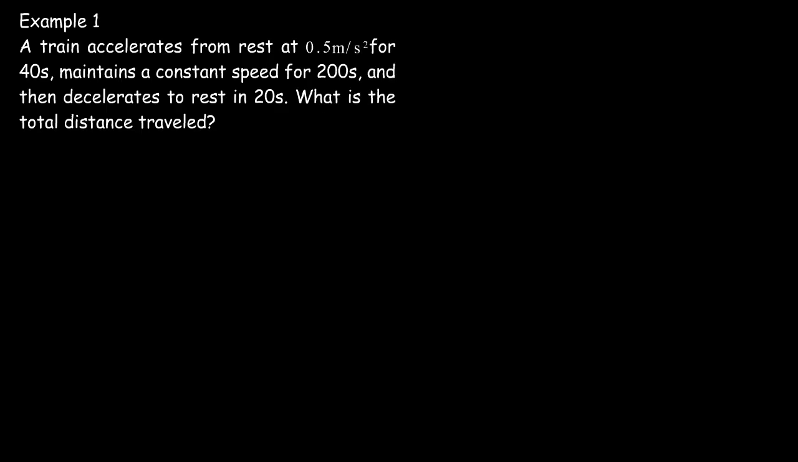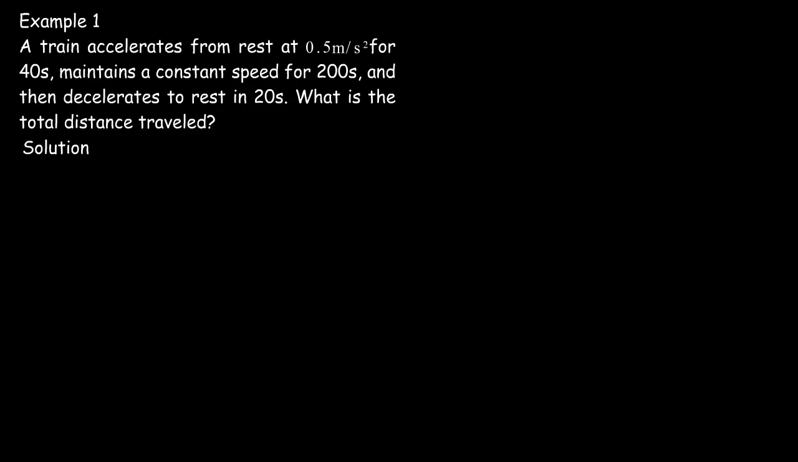Now we have our example 1, which states that a train accelerates from rest at 0.5 meter per second square for 40 seconds, maintains a constant speed for 200 seconds, and then decelerates to rest in 20 seconds. What is the total distance traveled?